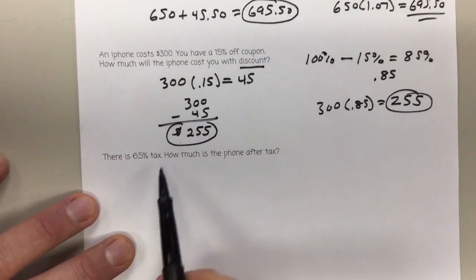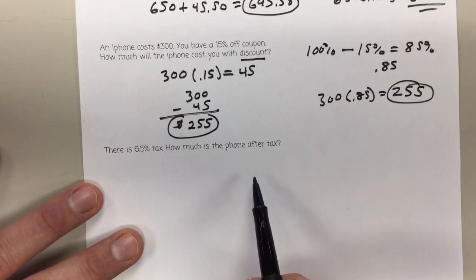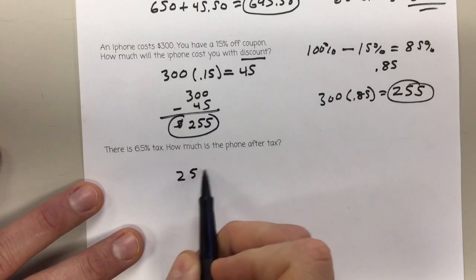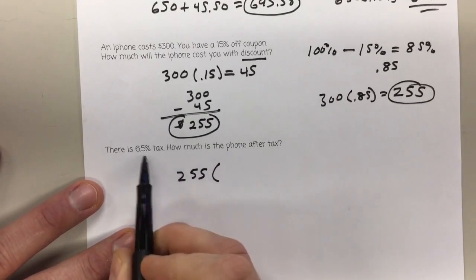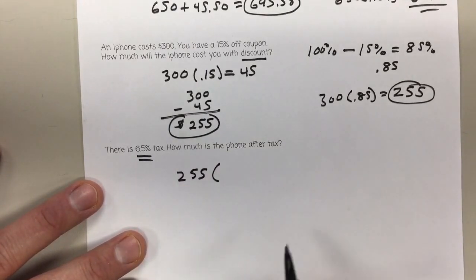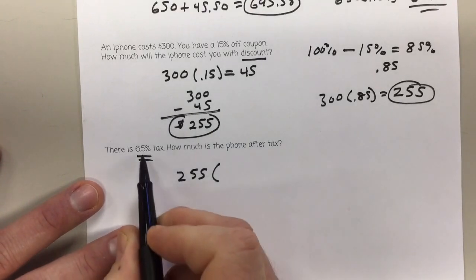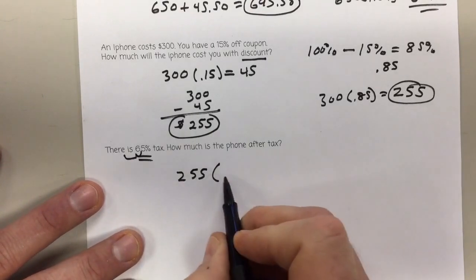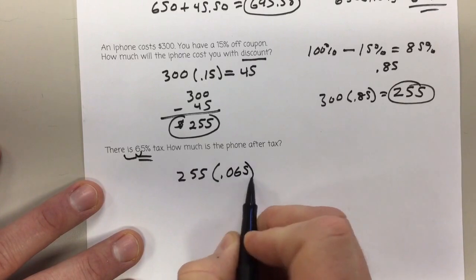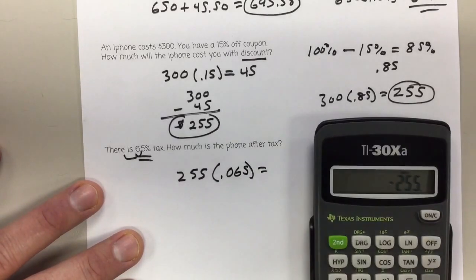Now, there's a 6.5% tax. How much is the phone after tax? Well, I'm going to take the $255 that I'm going to pay, and I could multiply it by 6.5% as a decimal. Now you move the decimal 2 places to the left, so it'd be 0.065. This will tell me how much the tax is.